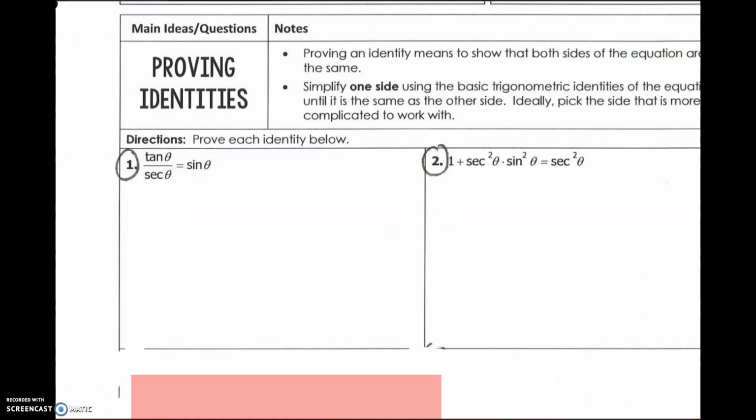When we prove a trig identity on these next few, it's a lot of the same steps as what we've done before, except the only difference this time is that the value we should be simplifying this expression to is given to us on one side of that equation.